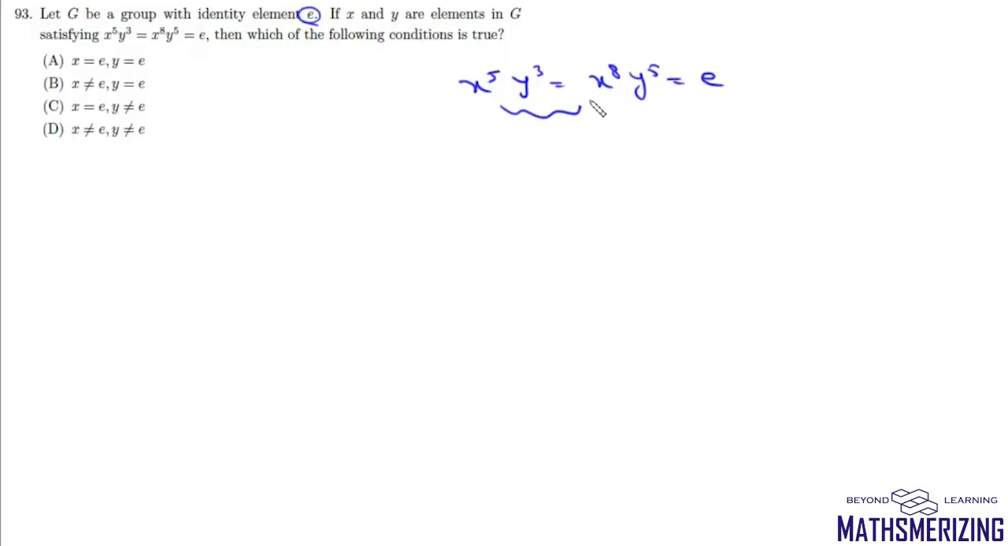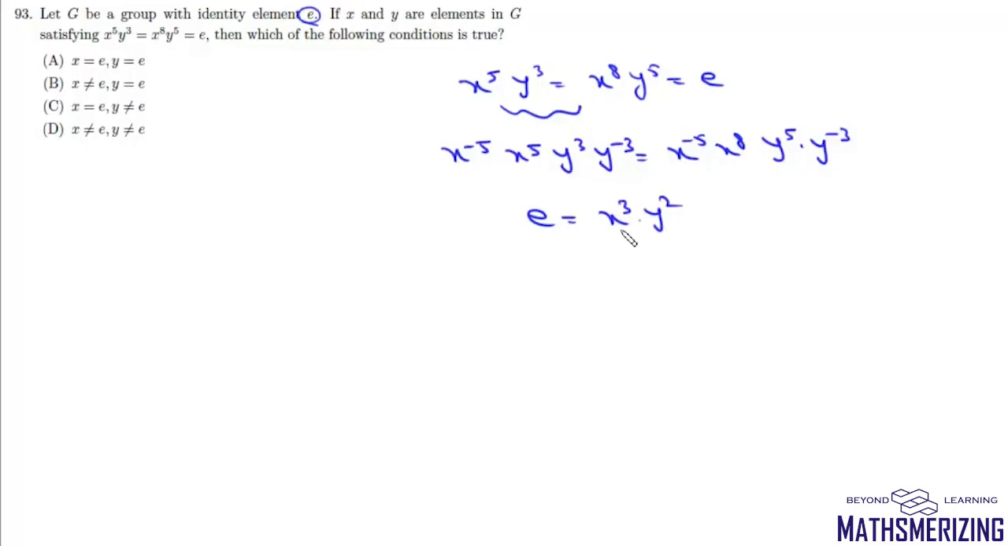Now what we'll do is, in this, we'll multiply X to the power minus 5 on the left and Y to the power minus 3 on the right. We'll write X^-5 into X^5 Y^3 Y^-3 will be X^-5 into X^8 Y^5 into Y^-3. Now this is E, and here it will be X^3 into Y^2. Now we can write X^3 Y^2 is equal to X^5 Y^3. So X^3 Y^2 will be X^5 into Y^3.